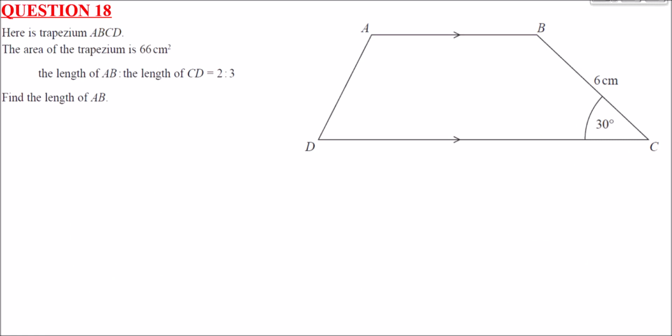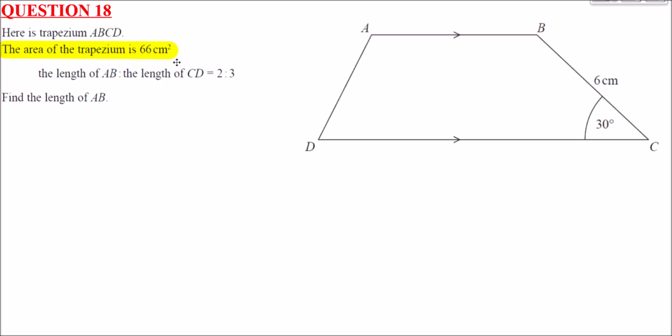Question 18, we've got a trapezium, ABCD. We're told its area is 66, and we're told the ratio of AB, the top of it, to the length of the bottom of it, is 2 to 3. We need to find the length from A to B, which is the top bit of the trapezium. So let's just talk this through step by step. The main thing is it's about the area of the trapezium. We're told the area of the trapezium is 66 cm squared.